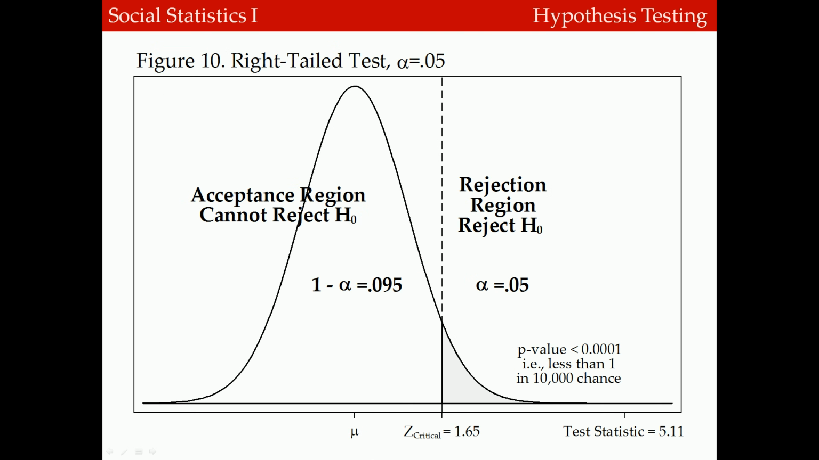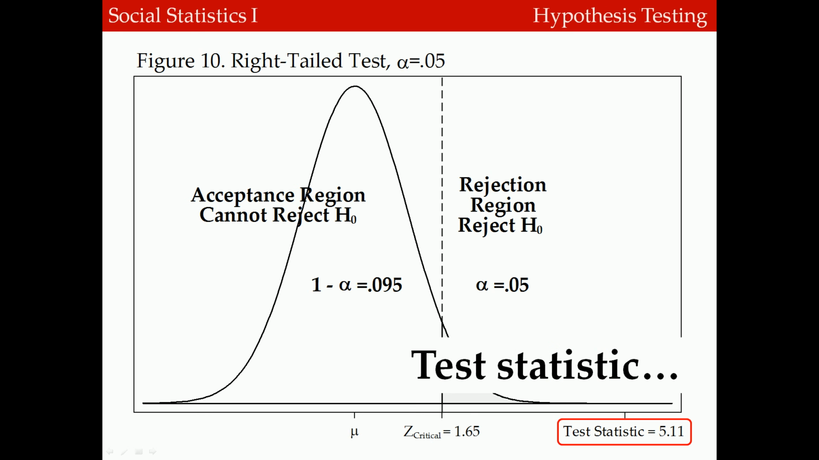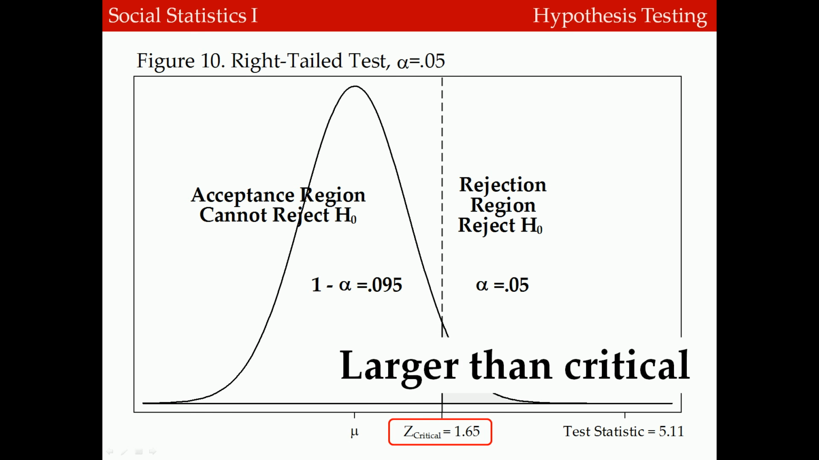We can compare our critical value directly to our test statistic, and this picture illustrates that idea. Notice that our test statistic is very far away from our critical value. It's well within the rejection region. In this case, our test statistic is larger than the critical value, and it is well within the rejection region, the area under the curve where we said we can reject the null hypothesis.